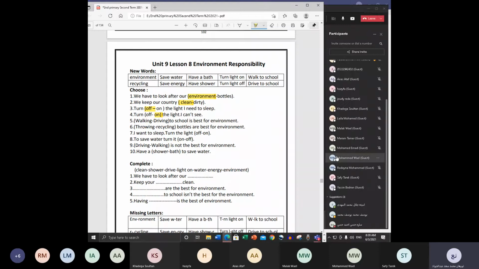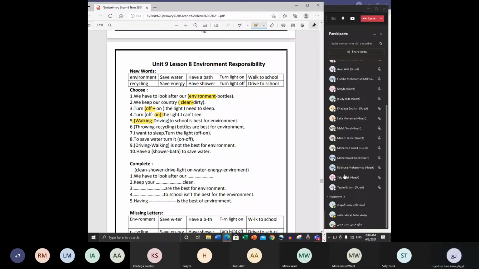Number five, Sophie. Yes, miss. Walking or driving to school is best for the environment. Now, walking to school instead of driving is best, to reduce the pollution. If the school is near to my home, I have to walk to school to reduce pollution. So walking to school is best for the environment. Okay, Sophie? Thank you, Sophie.